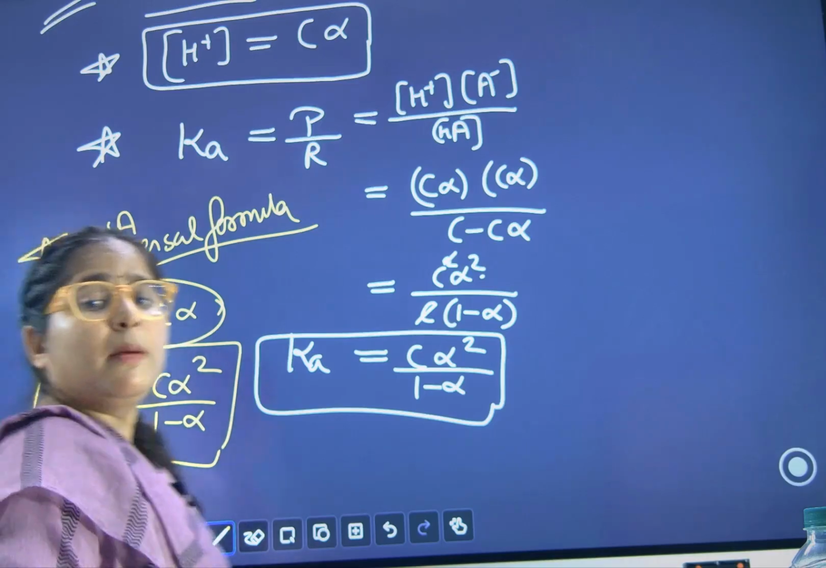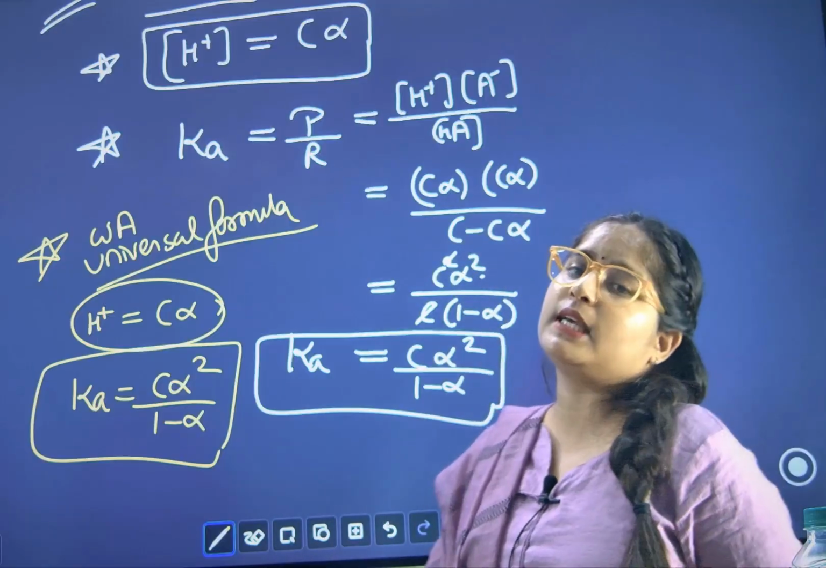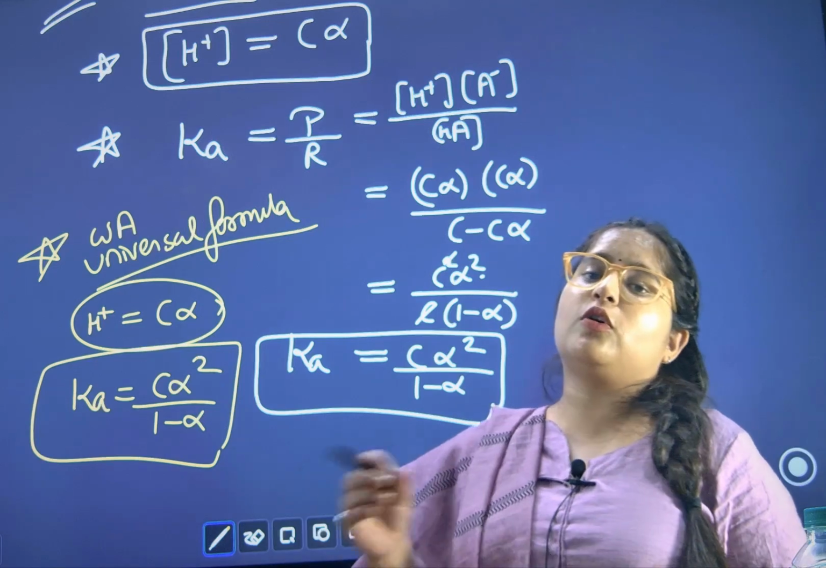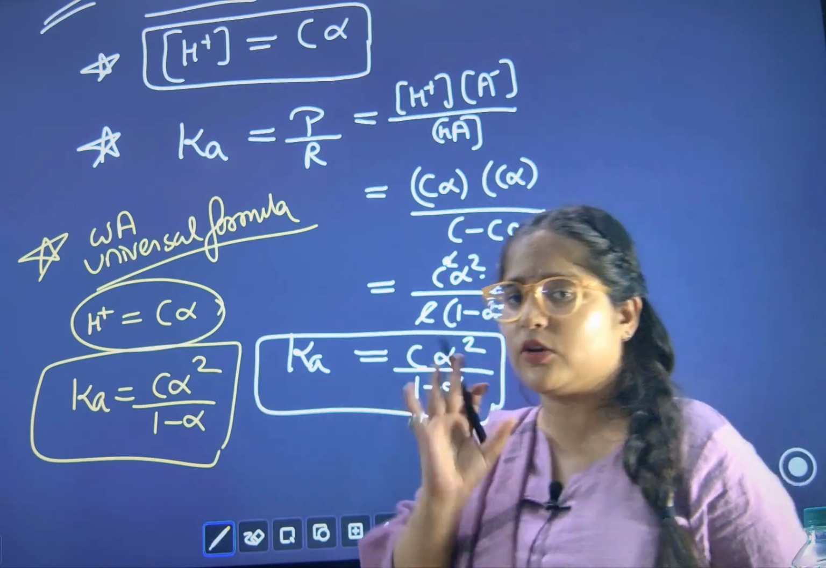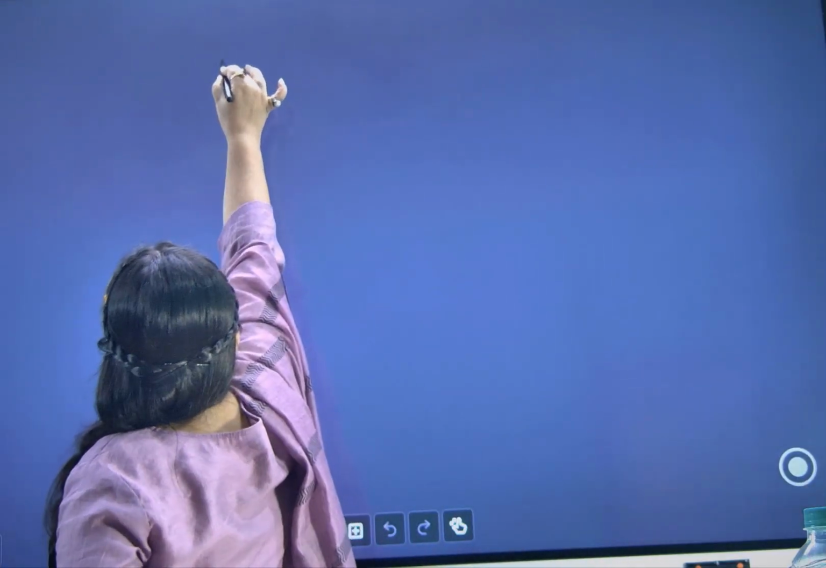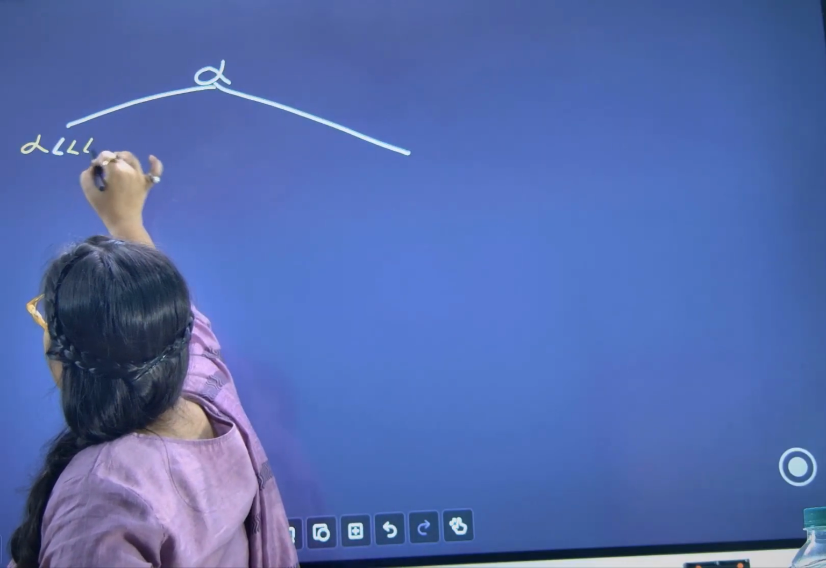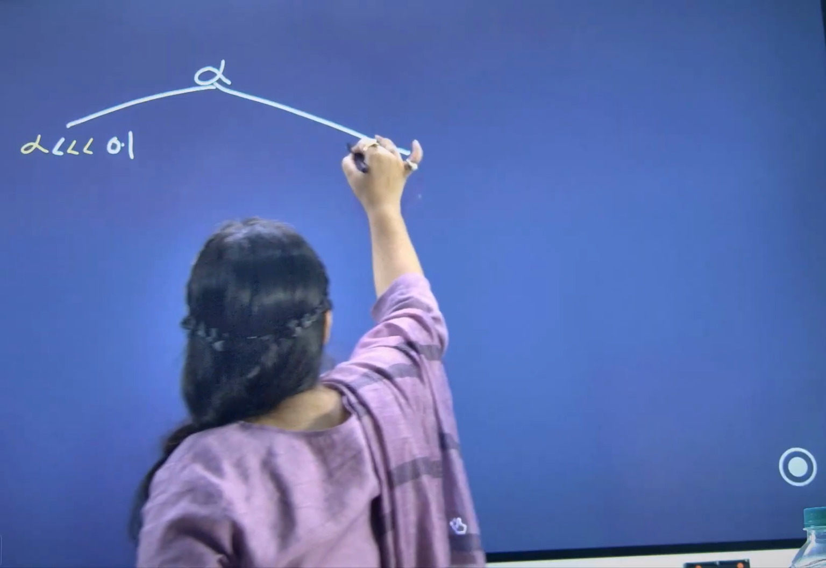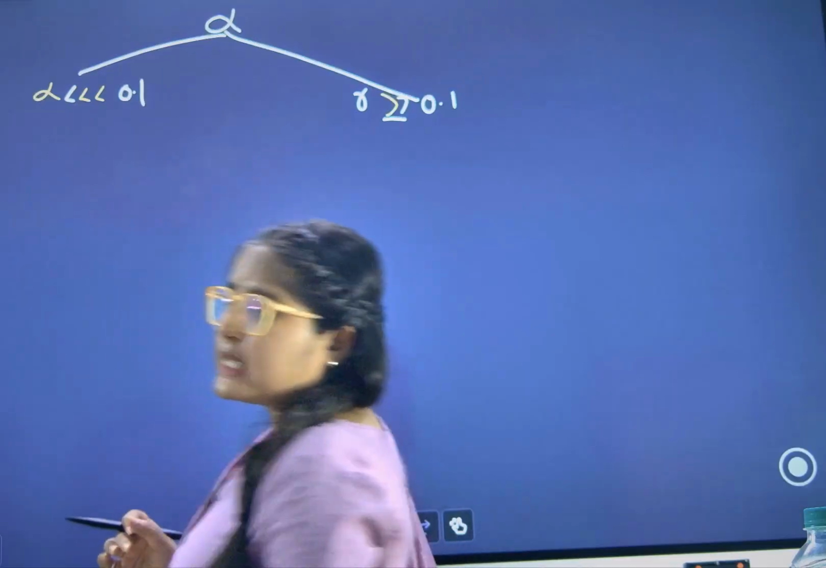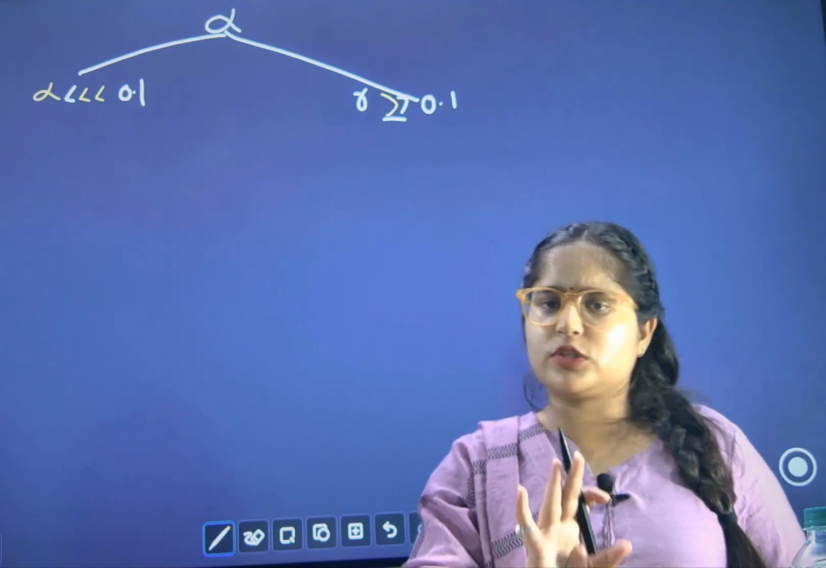Always applicable. But for easy calculation, what do we do? We neglect alpha sometimes. So, when will we neglect the alpha? We will again have two cases to make your calculation easy. Let us see here. Two cases: alpha value very less than 0.1, or alpha value greater than or equal to 0.1. What are the two cases? Alpha very less than 0.1 or greater than or equal to 0.1.